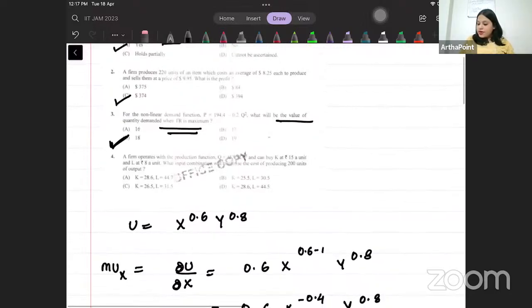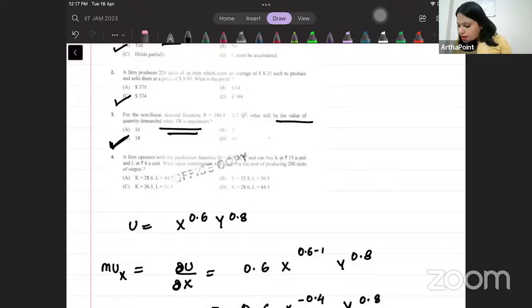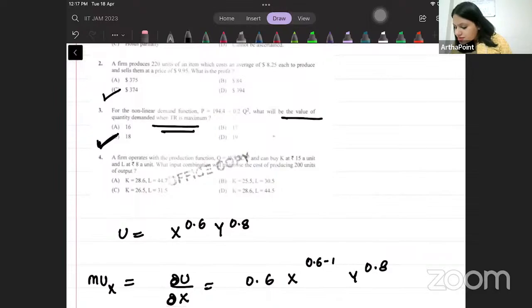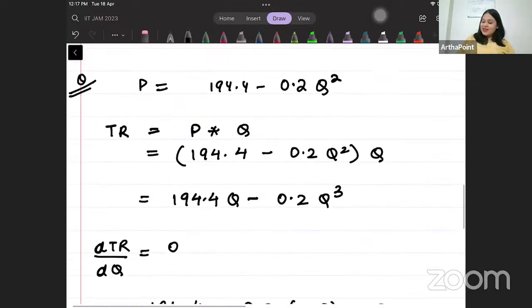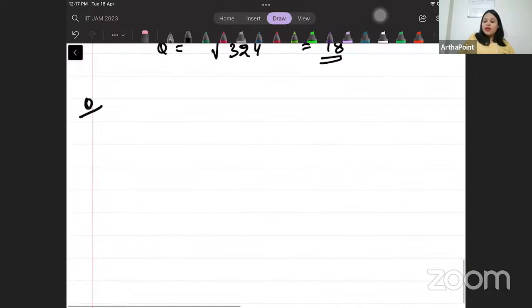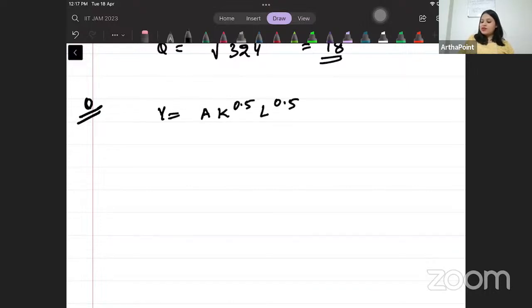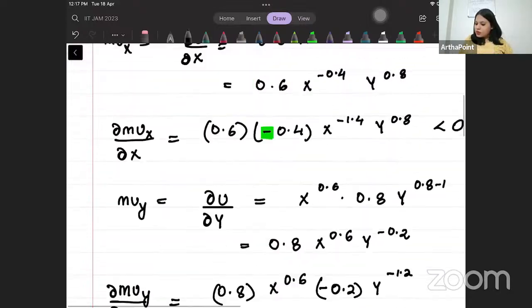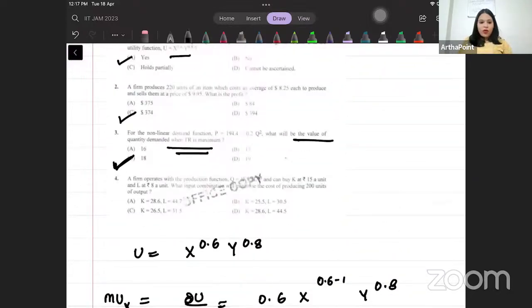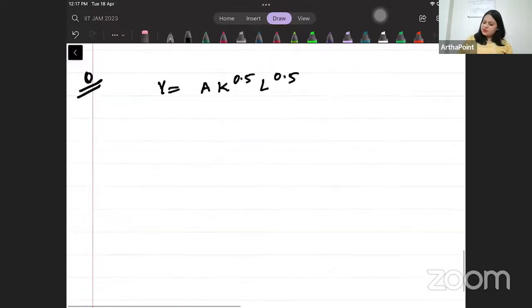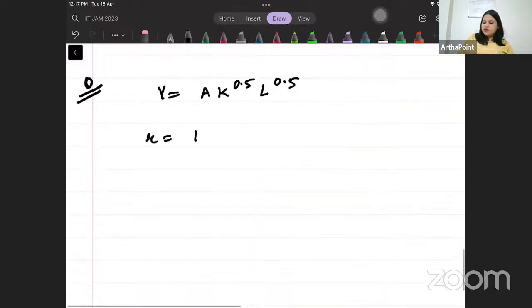It says a firm operates with the production function, oh God, a k to the power, I'll take this as 0.5. The print is really not clear. This is the only paper I could fetch. So a k to the power 0.5, L to the power 0.5. This is what I am taking because the print is not clear at all. And can buy K at 15 and L at 8. So rent is 15 and wage rate is 8. Okay.